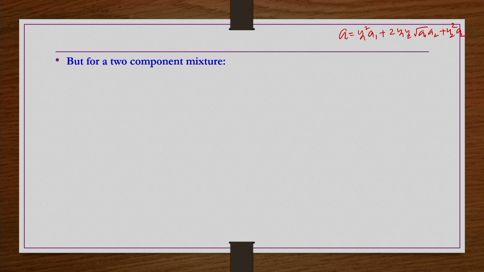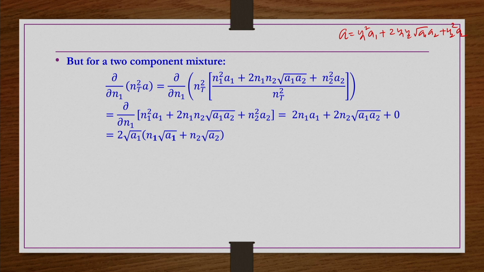y1 I am writing for the binary mixture. y1 is the composition or mole fraction of component 1, y2 is the mole fraction of component 2, a1 is constant A for pure component 1, a2 is constant A for pure component 2, right. Then ∂/∂n1 of nt² A I am doing for the first component in the binary mixture for simplicity. So then wherever y1 is there I am writing n1 by nt, and wherever y2 is there I am writing n2 by nt.